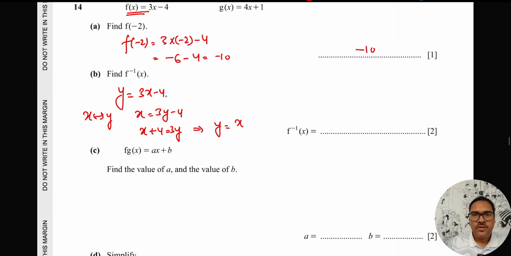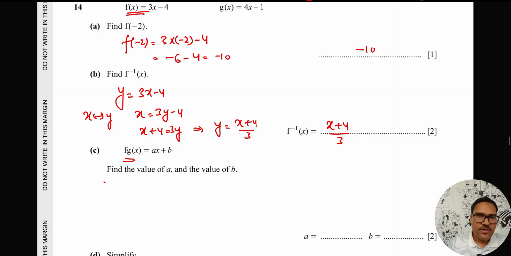Y is equal to (x plus 4) divided by 3. So what is the f inverse? (X plus 4) divided by 3. Okay. Now the next part. The question says f of g of x, that is composition. F of g of x is equal to ax plus b. Then find the value of a and b.